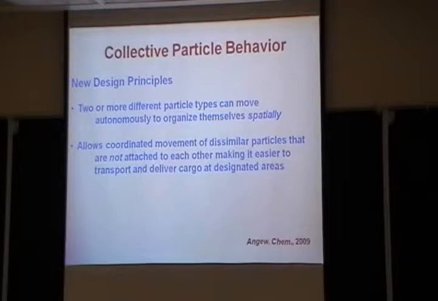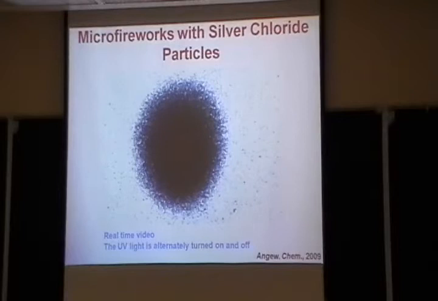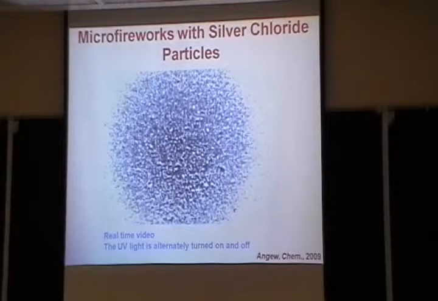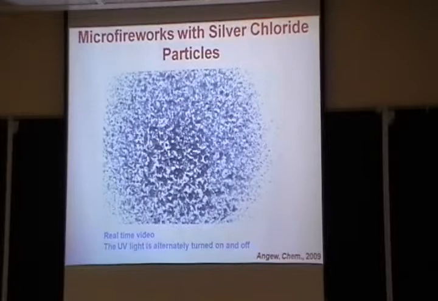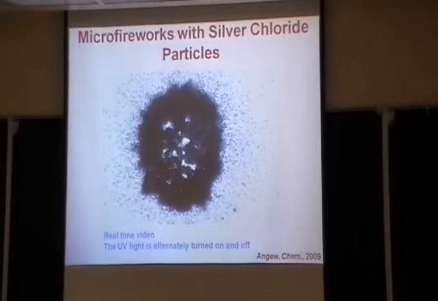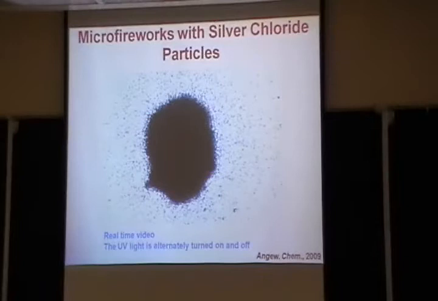Fireworks. So you just have an ensemble of silver-chromium particles, and you switch the light on and off. You see flashes when the light comes on and off. But it also shows that they're not agglomerating; they're not sticking to each other. They're very close to each other, but they don't stick. There's always a distance.